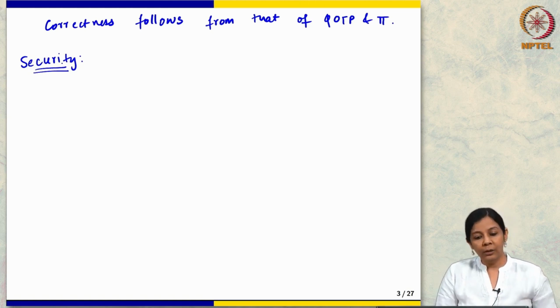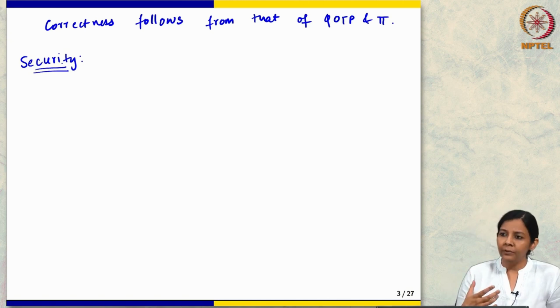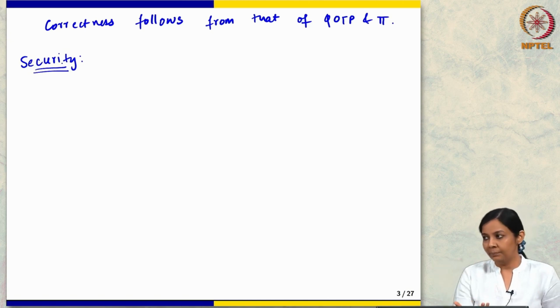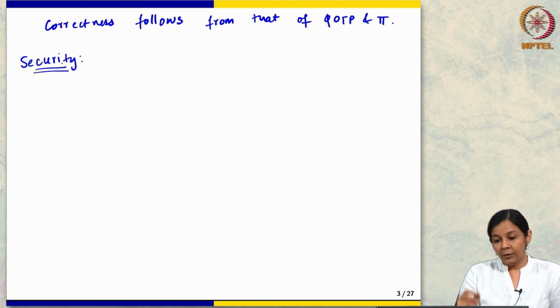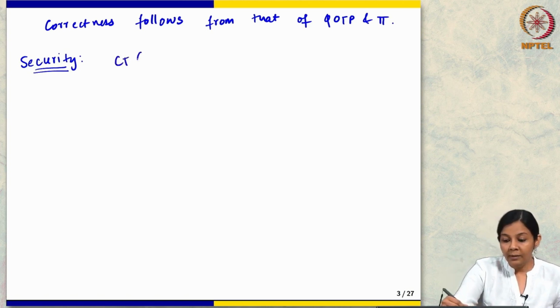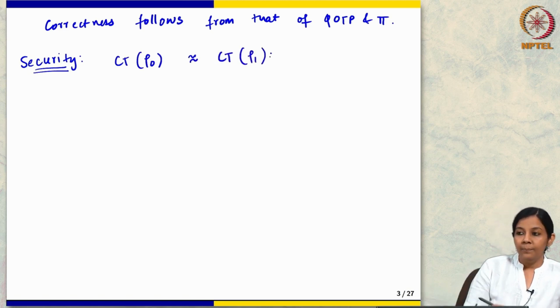So, now how should I argue security? Security very intuitively will obviously build upon the security of the OTP and the PKE, those are the only two things we used. So, obviously security will rely on that, but I need to do the argument carefully. So, I want CT of rho 0 to be indistinguishable from CT of rho 1. How should I proceed?